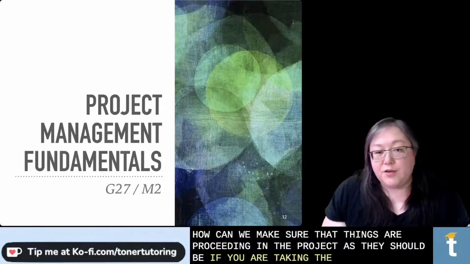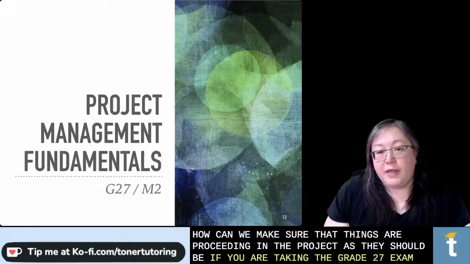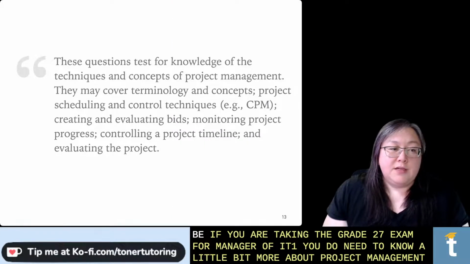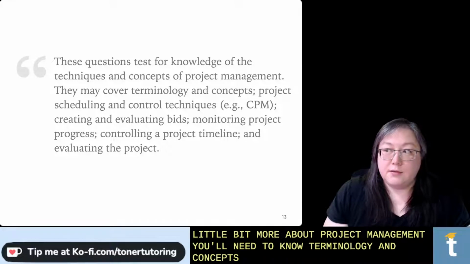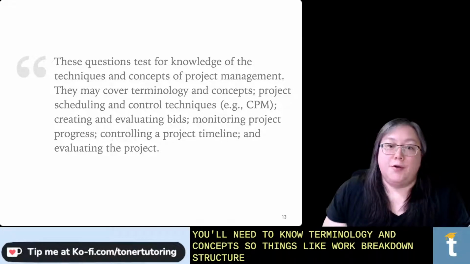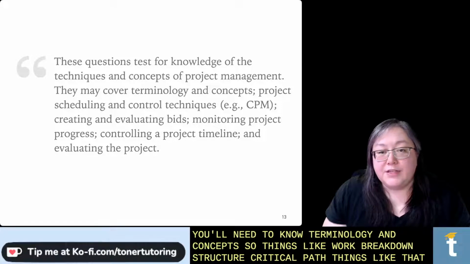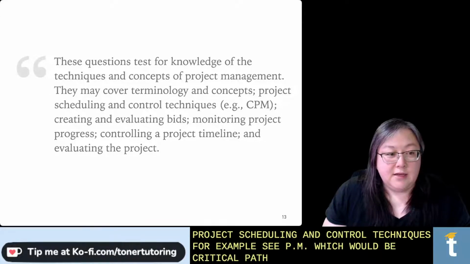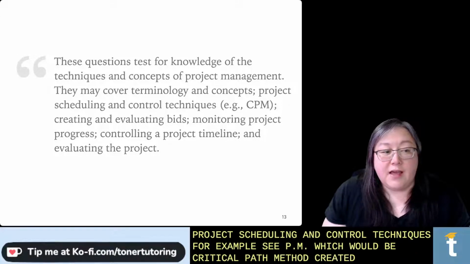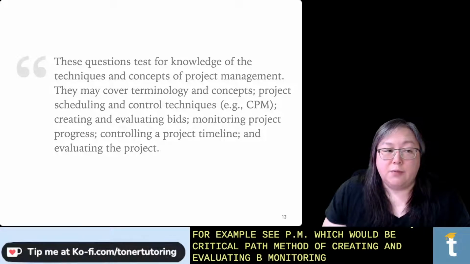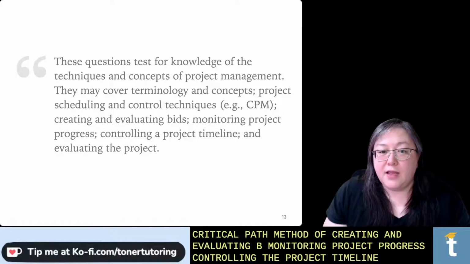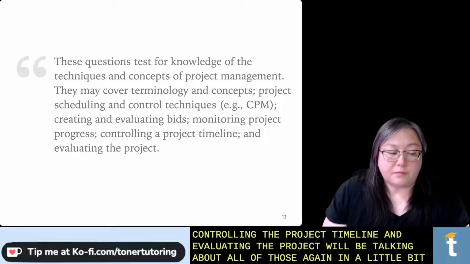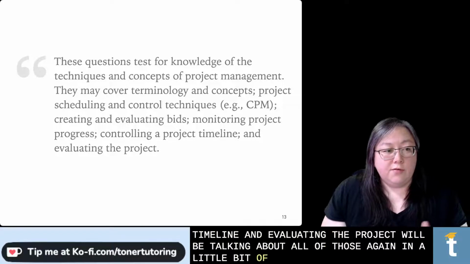If you are taking the grade 27 exam for Manager of IT 1, you do need to know a little bit more about project management. You'll need to know terminology and concepts. So things like work breakdown structure, critical path, things like that. Project scheduling and control techniques, for example, CPM, which would be critical path methods. Creating and evaluating bids, monitoring project progress, controlling the project timeline, and evaluating the project. We'll be talking about all of those again in a little bit of overview in just a moment.